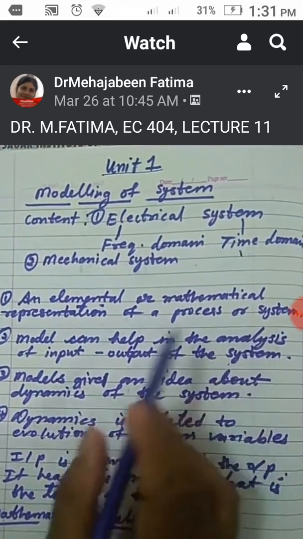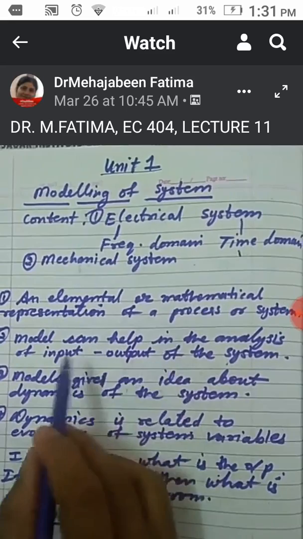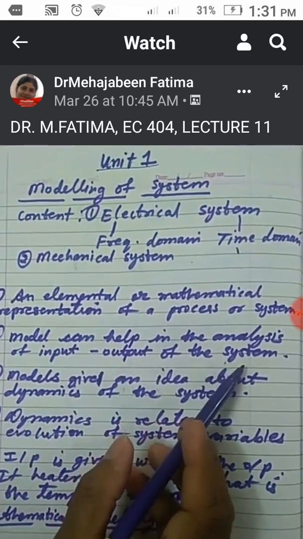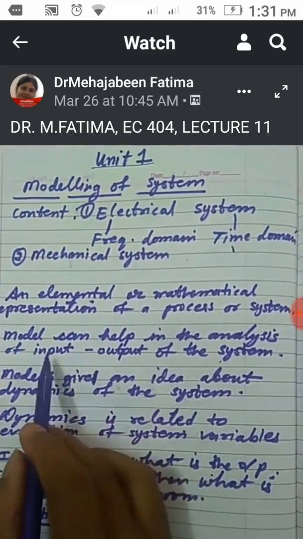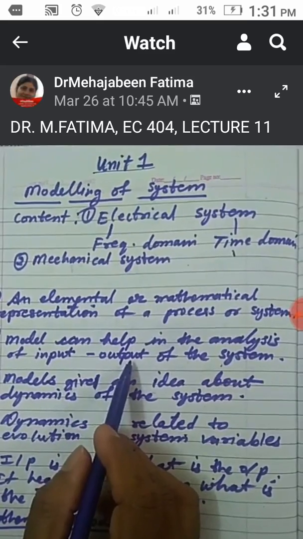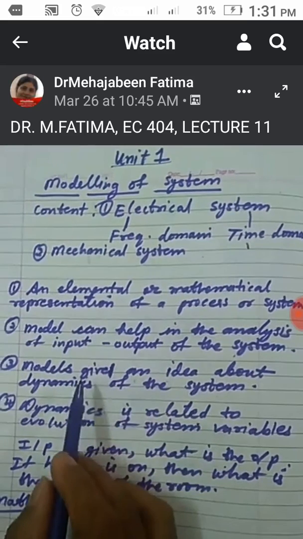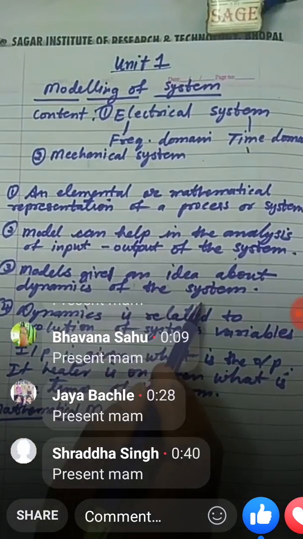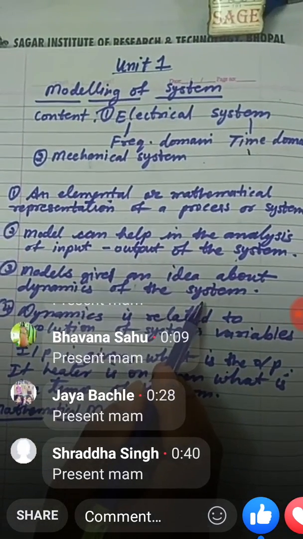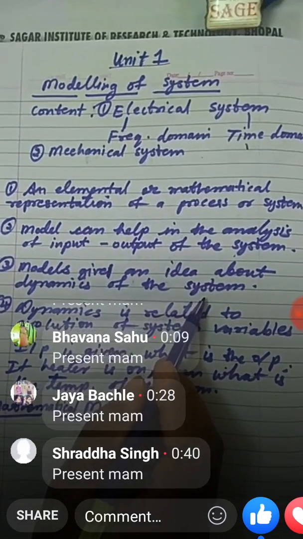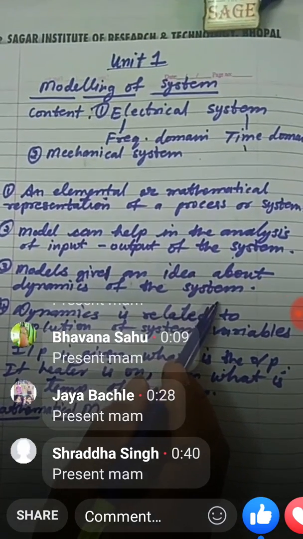The modeling actually helps in the analysis of the input-output of the system. Like if I am giving any input, then what should be the output? So for this purpose, the modeling helps us. Now the models give an idea about the dynamics of the system. If an initial input is present, then what will be the output if some input is given?